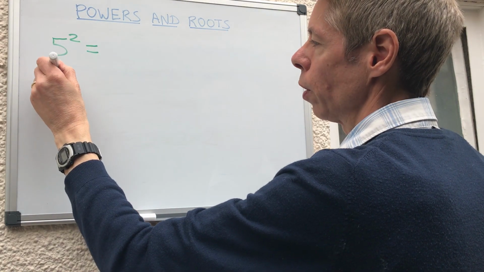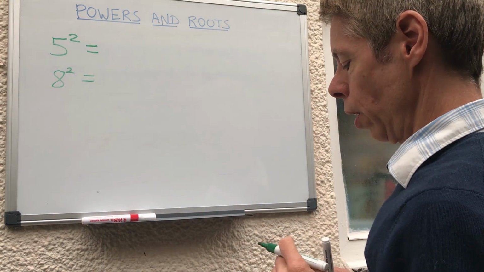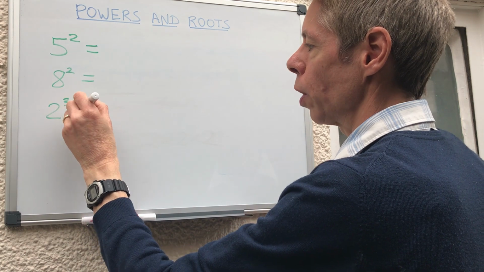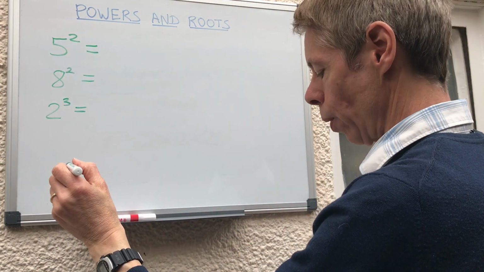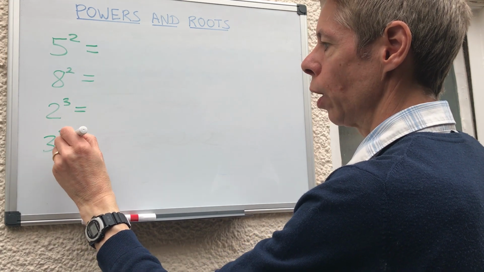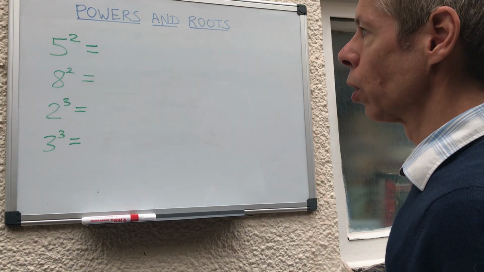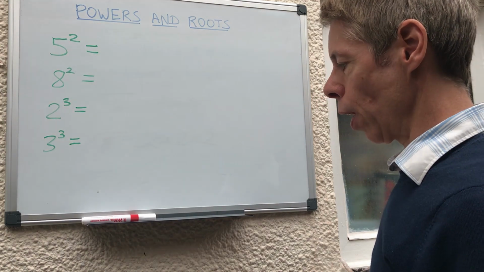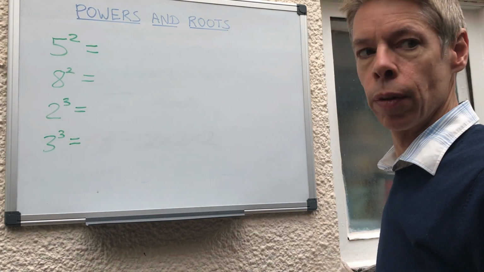Second question, 8 squared equals. Third question, 2 cubed equals, question mark. Next question, 3 cubed equals. Right, so that's the questions on the powers. Let's go through those and then we'll do 2 questions on roots.